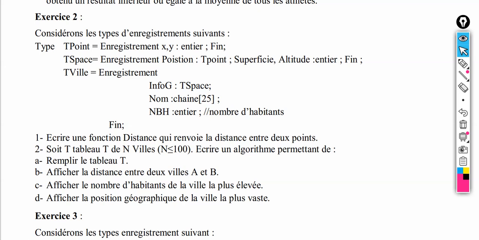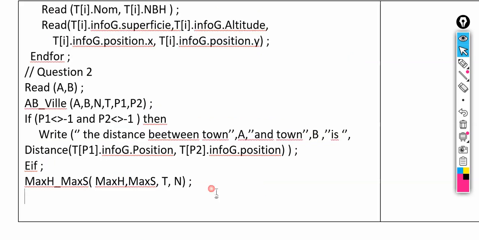All right. Afficher le nombre d'habitants de la ville la plus vaste. Donc, the number of the inhabitants de la ville la plus élevée. The number of the inhabitants of the highest town. All right. Let's go back. So how can I do it? Right. It's what? T. Who can tell me?